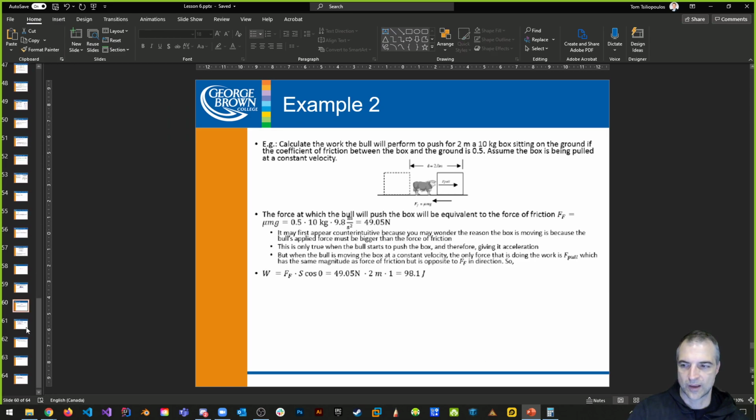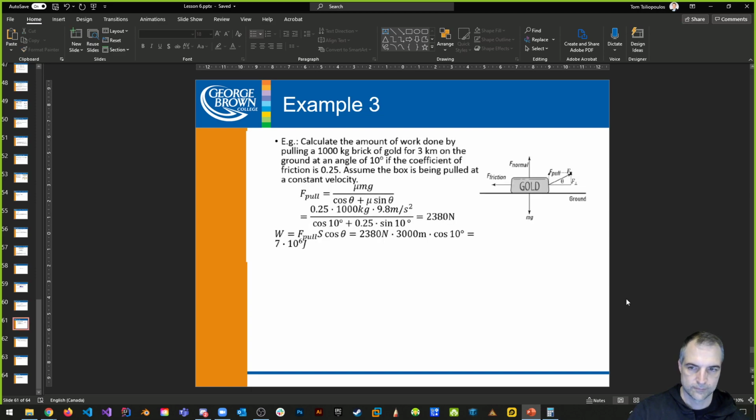And there are going to be some examples for you to do. All right, here's one. Calculate the amount of work done by pulling a 1,000 kilogram brick of gold for 3 kilometers on the ground at an angle of 10 degrees, if the coefficient of friction is 0.25. Assume the box is being pulled at a constant velocity. Again, really important information. So how do we get all this? This is, by the way, from the book.